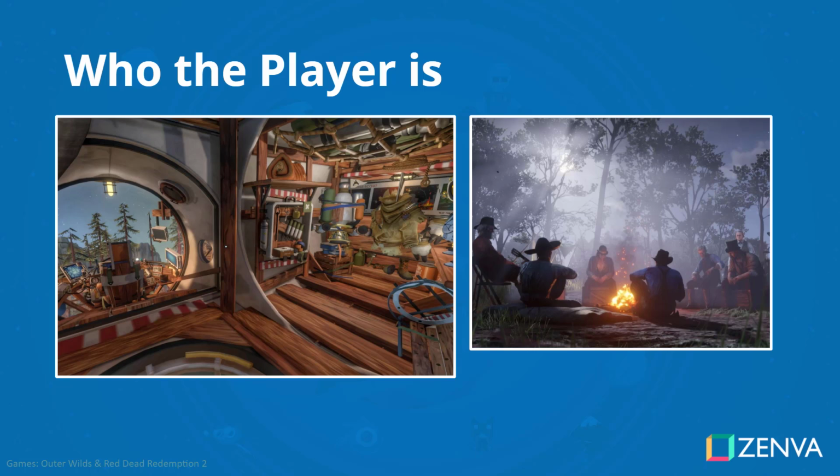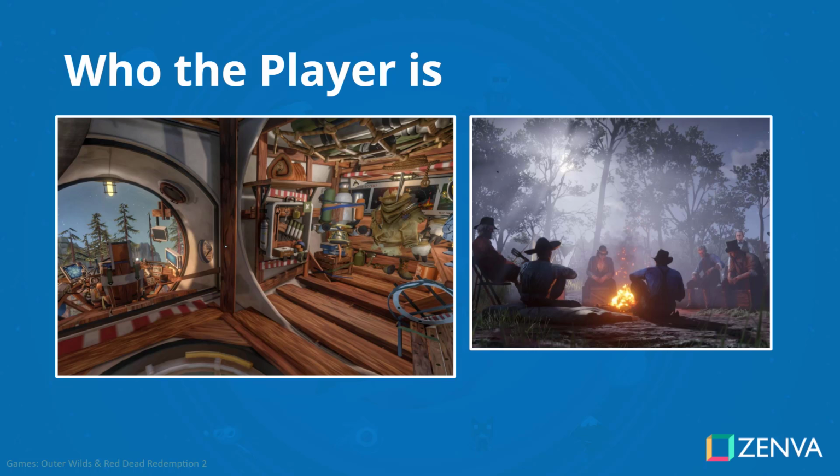We have Outer Wilds, where inside the player's spaceship we see everything is sort of scrapped together, and it gives off the impression that the player is an explorer, okay? They have their spacesuit on the wall, they have pictures on the wall, and all these other gadgets around them to show that the player is an explorer. And in Red Dead Redemption 2, the theme of the game, of the player, is that they are a part of this family.